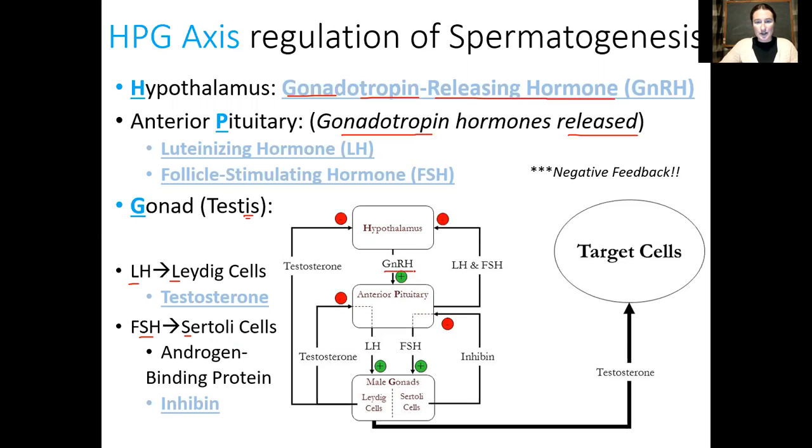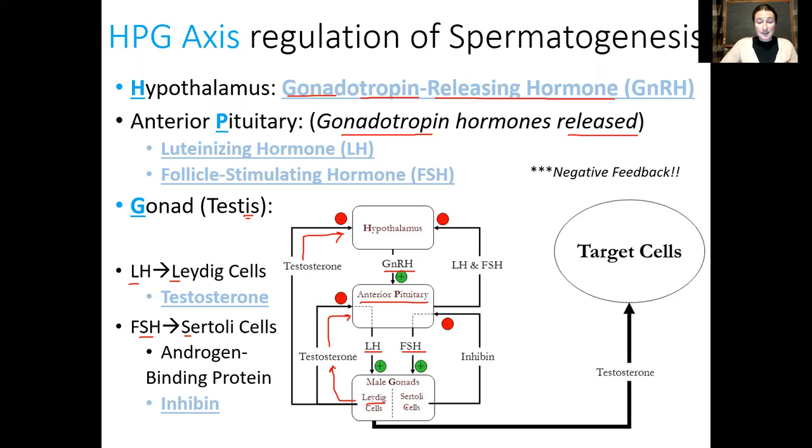Hypothalamus releases GnRH. GnRH tells the anterior pituitary to release these two gonadotropin hormones. LH binds to the Leydig cells, producing lots of testosterone. The more testosterone is released, the more this hormone is going to suppress further secretion of the hypothalamus and anterior pituitary. Okay, so testosterone itself is going to be regulated so it doesn't get super high by exerting negative feedback farther up the axis.